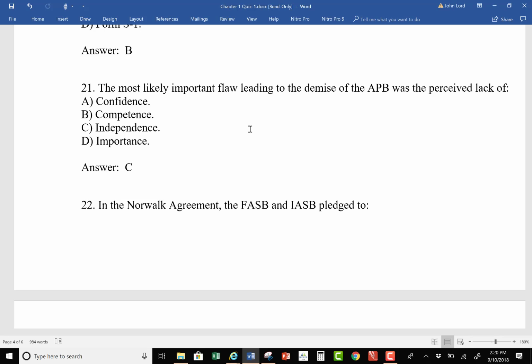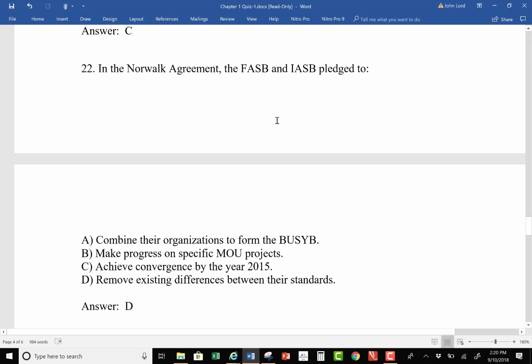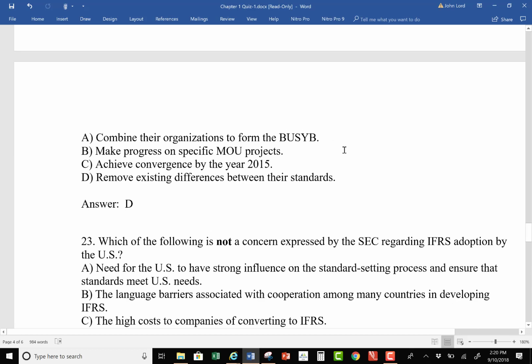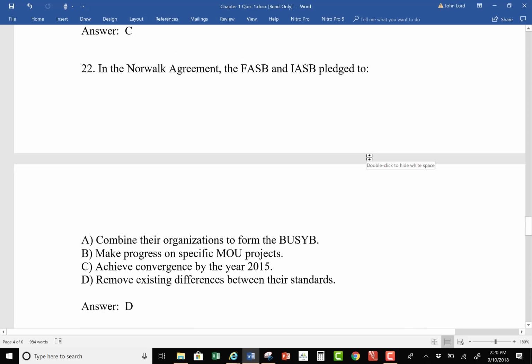Okay? All right, so we come over and we look at the Norwalk Agreement, and the FASB and IASB pledged to try to remove existing differences between their standards. Like I said, they'll never get there 100%. I mean, it'll never happen entirely, but they call that the Norwalk Agreement. That's where FASB is, in Norwalk, Connecticut. So they called it the Norwalk Agreement.